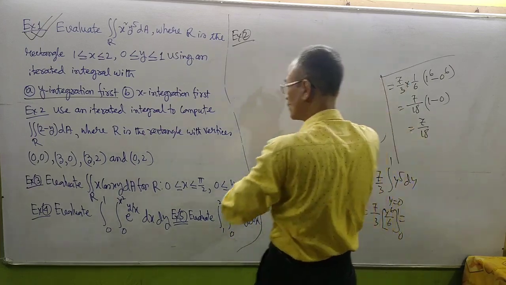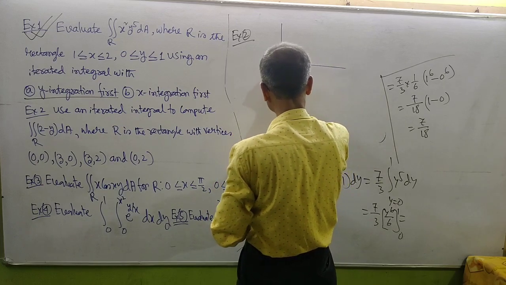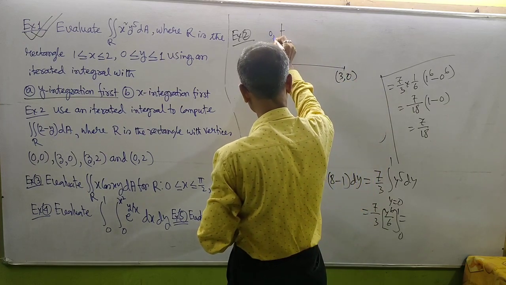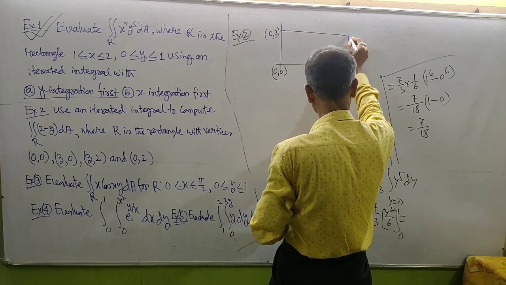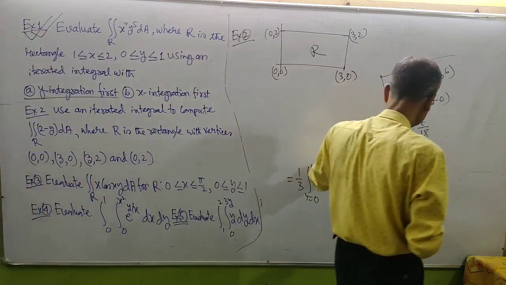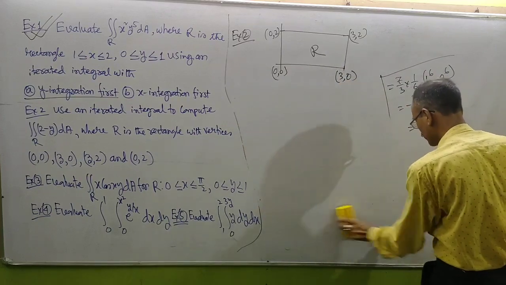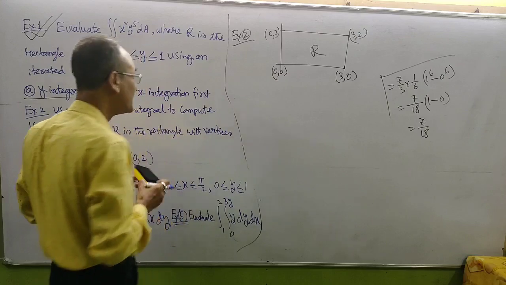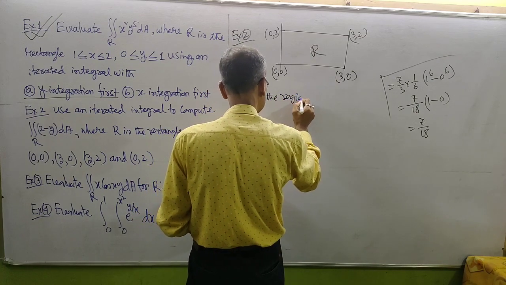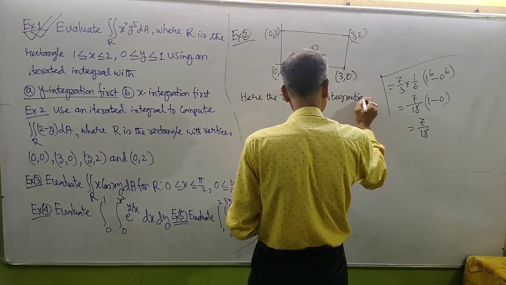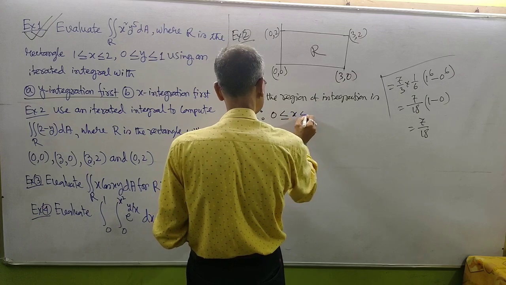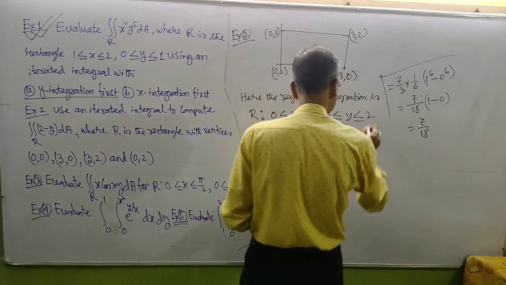0, 2. Suppose in a rectangle it is 0, 0 and it is 3, 0, it is 0, 2, and obviously it is 3. This is the rectangle. Here the region of integration is a rectangle such that x varies from 0 to 3 and also y from 0 to 2.